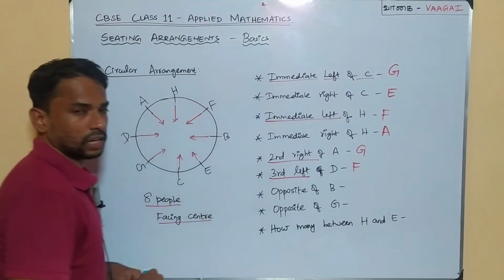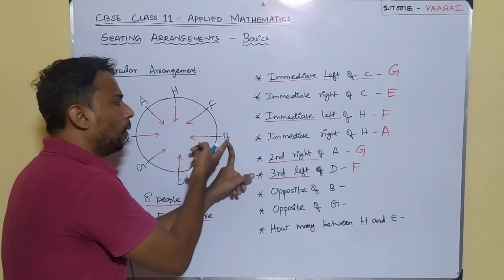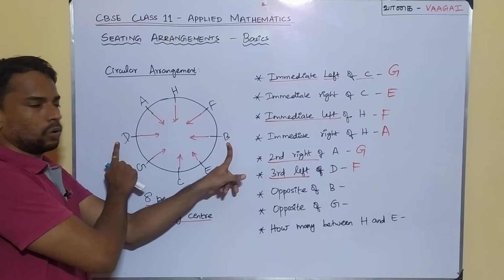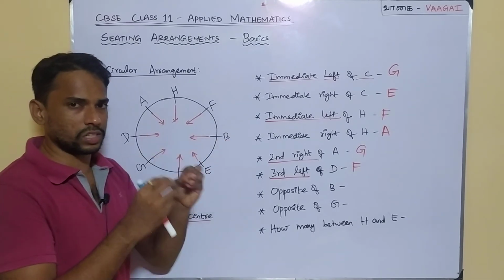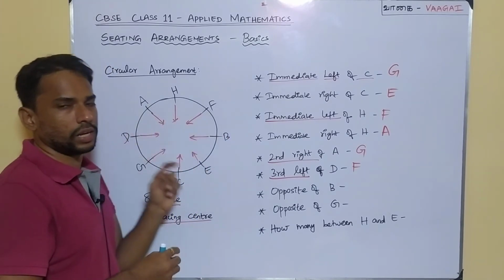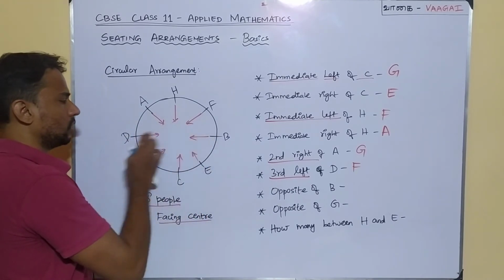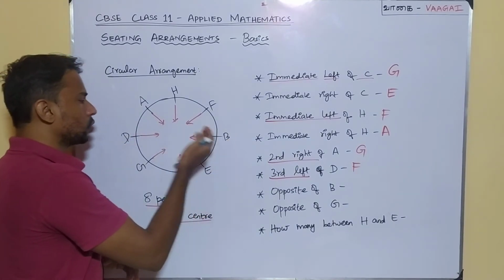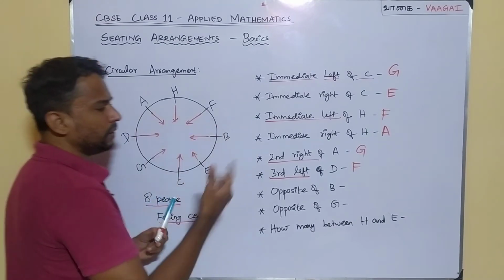Opposite of B they are asking, right? So first of all we will see where is B. B is here. So B's opposite is whom? This is what they are asking. Okay, B's opposite means we have to see in such a way that B is exactly facing which person on his opposite side. That is going to be the question. Okay, so B's opposite position will be like this. So that means B is going to be facing D. So opposite of B is going to be D only.